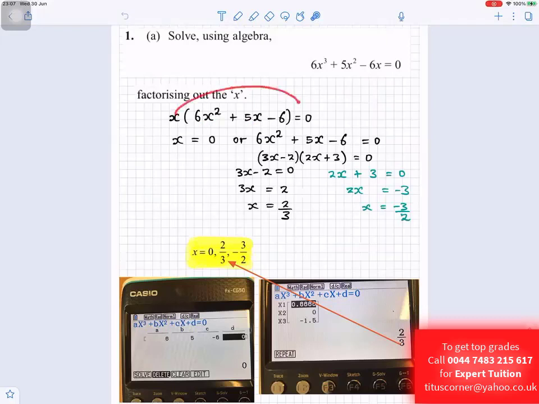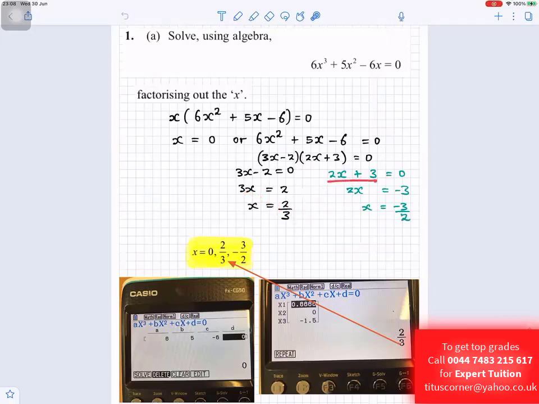So either x equals 0, which is one of them, or 6x squared plus 5x minus 6 is equal to 0. And when you factorize that quadratic, you will get 3x minus 2 and 2x plus 3 equals 0. Now, 3x minus 2 equals 0. Minus 2 goes to the right, it becomes plus 2. Times 3, it goes to the right, it becomes divided by 3. So x equals 2 divided by 3.